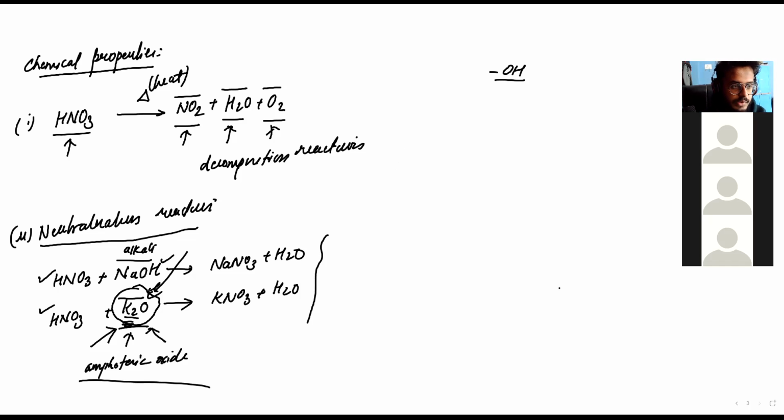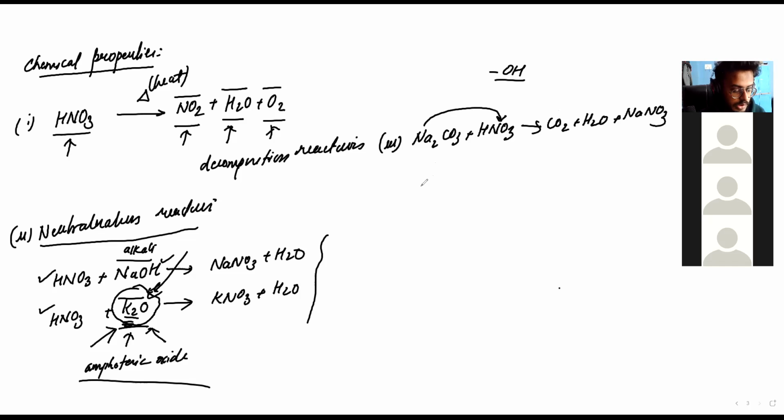Let's do carbonates and sulfates now. Number 3 is it reacts with metal carbonates like sodium carbonate, Na2CO3 plus HNO3. Very simple. I have always told you, whenever there is carbonate, carbon dioxide and water come out. So you get NaNO3 plus CO2 plus H2O.